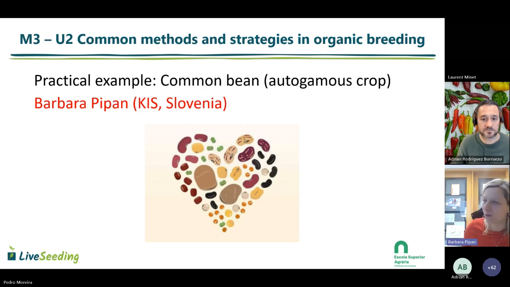This is a logo from World Pulses Day, which is every year on the 10th of February. And it's actually a very descriptive picture about different pulses. Within those, common bean is also one of the most important. Please, next slide, Pedro.